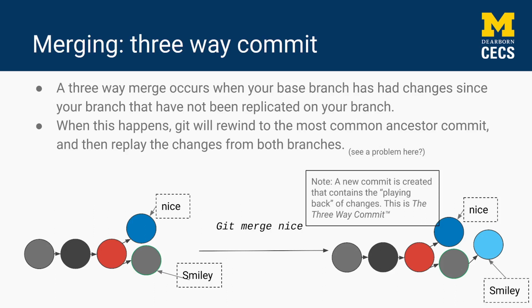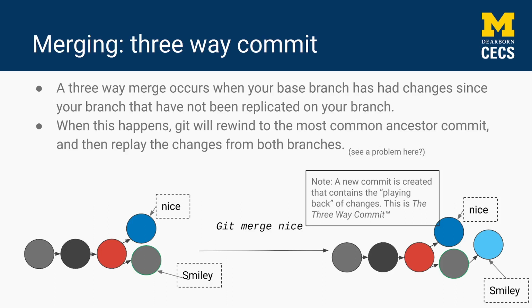The important thing here is that it's not actually that simple to merge one into the other, because what it does under the hood is rewind your state to the most common base node and then replay one branch's changes onto the other. Hopefully that's clear. For example, in this case, we're merging nice into smiley. So we're on this node. What it would do is rewind our state back to here, then apply smiley, then apply nice.